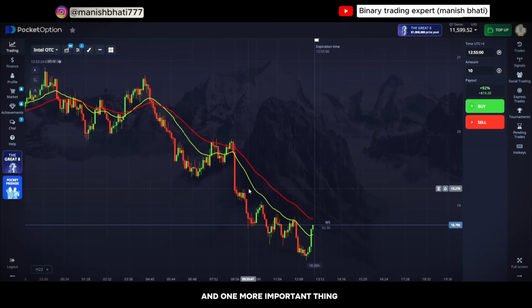And one more important thing, our free group and our VIP group are where we provide signals that are non-martingale. If you lose the first trade, then you have to wait for the second signal. Okay? Don't use Martingale. We do not recommend Martingale in the free group or the VIP group. On ultimate or premium, you can use Martingale, but for the free group or VIP group, I do not recommend Martingale. And I also do not consider Martingale.